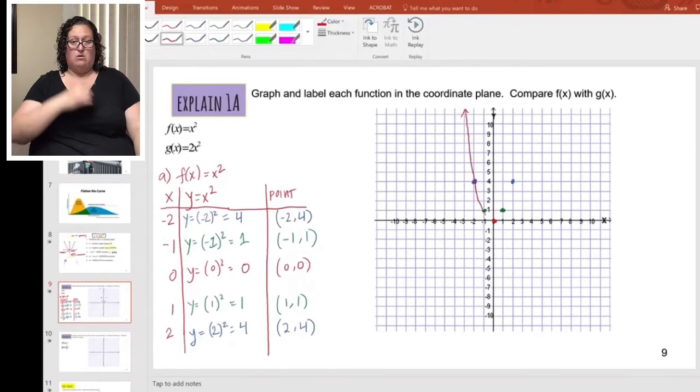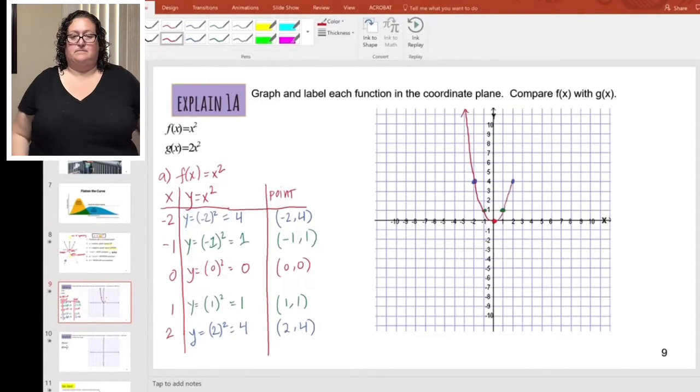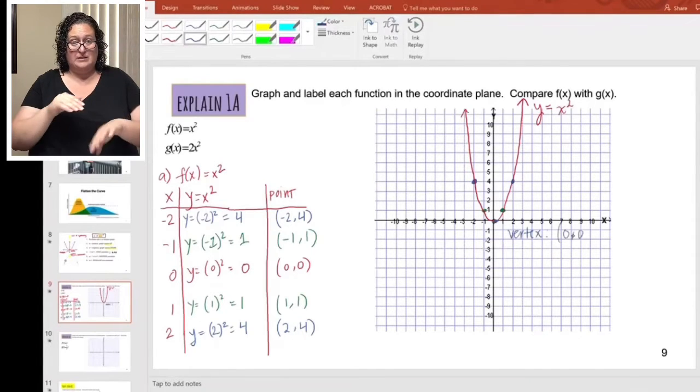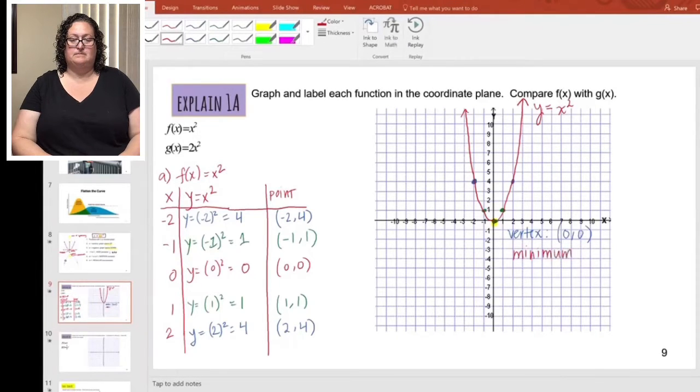Here's our parabola. Label it y equals x squared. Our vertex is at 0, 0. Our vertex also happens to be the minimum. And our lowest y value, which is the minimum, is at 0. And that's how you graph f of x equals x squared.